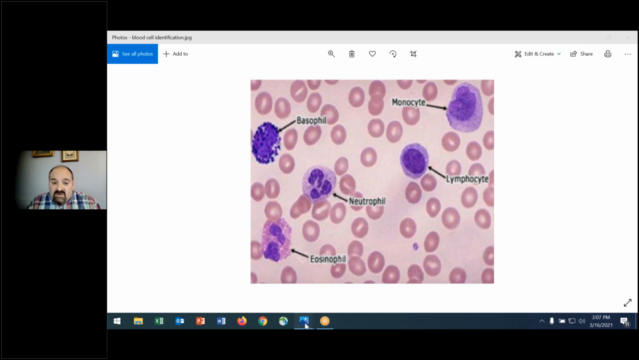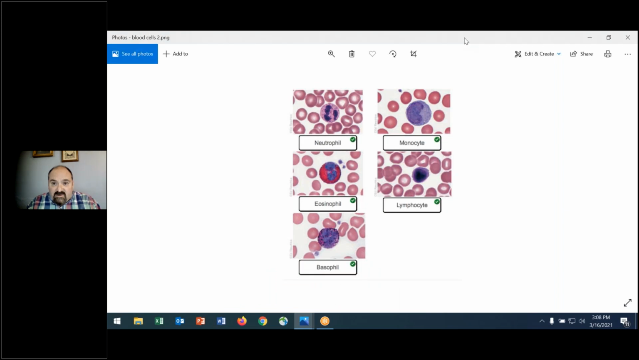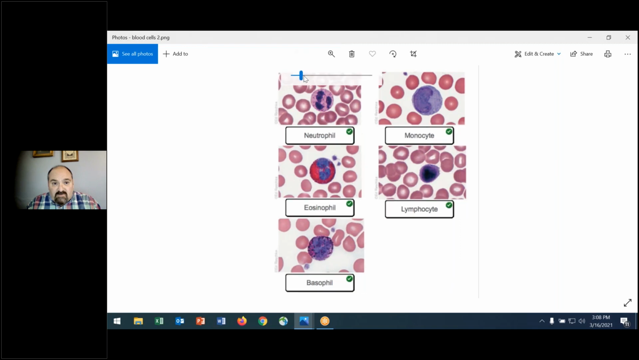So let's move on to our next slide. Let's make this just a little bit bigger. Here we have the neutrophils. Again, you're seeing multiple lobes in the nuclei of the neutrophils. Remember the numbers of each present within the blood in a healthy individual: neutrophils, lymphocytes, monocytes, eosinophils, and then lastly, basophils, which are very low in number.